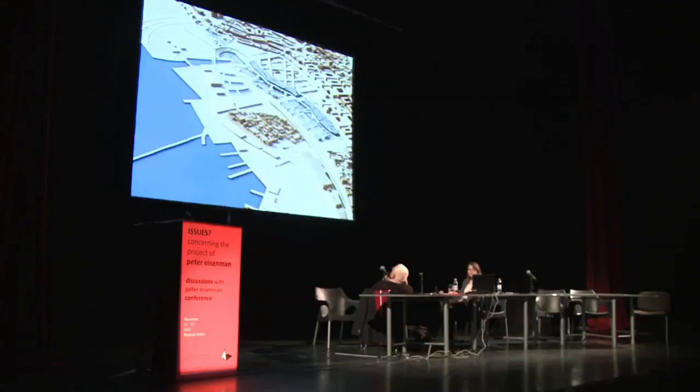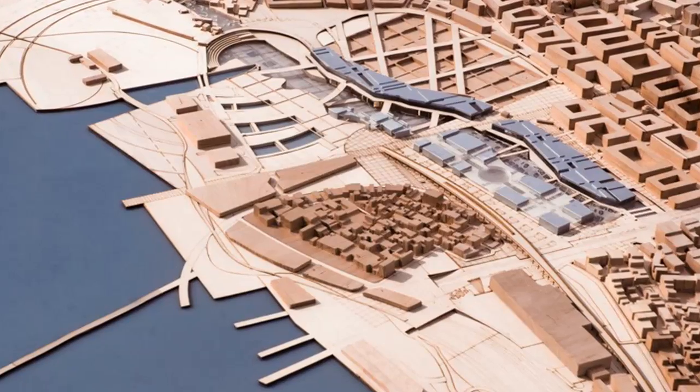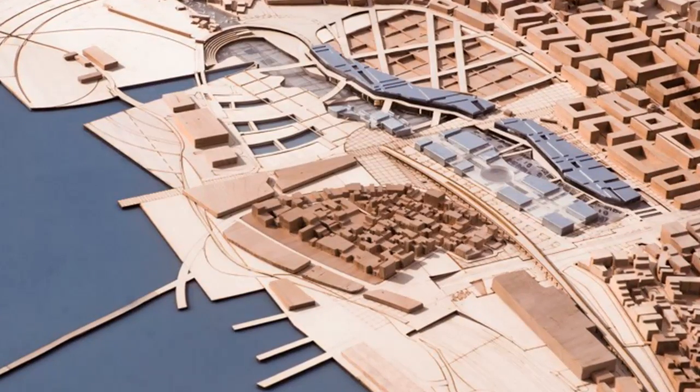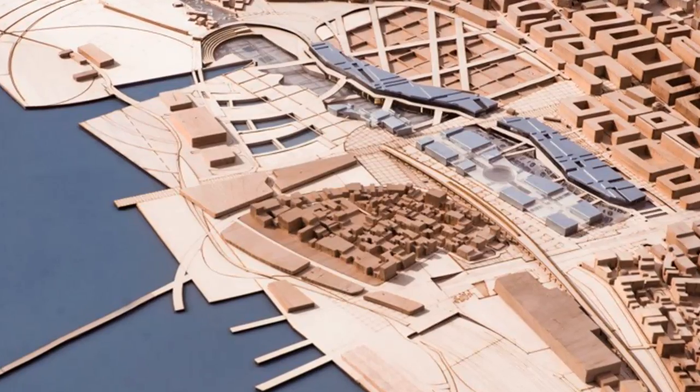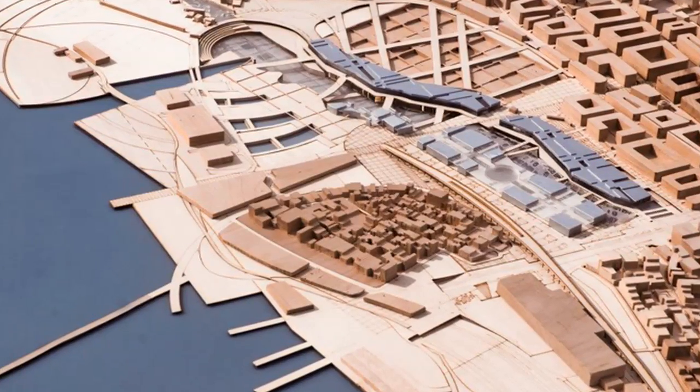Here is another view of the model looking from the east. Here is the JFK highway, goes underground here and comes out over there, and our building with the commercial developments there. Next, please.